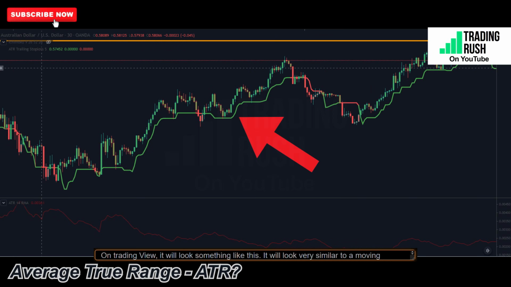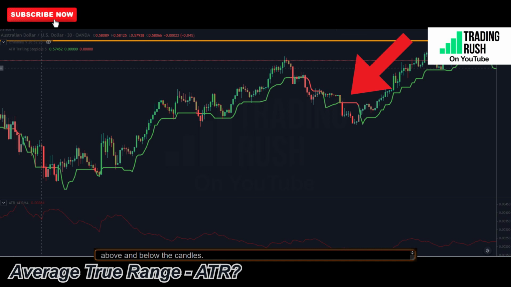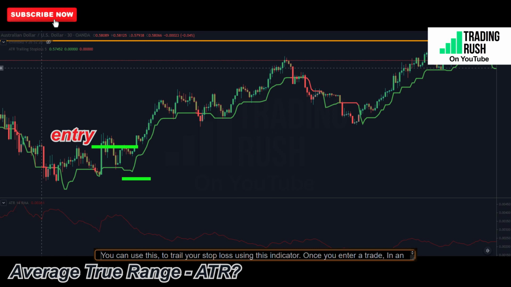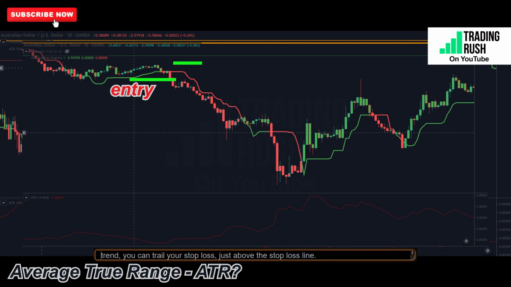It will look very similar to a moving average. Just like a moving average, this ATR stop loss indicator will follow the price above and below the candles. You can use this to trail your stop loss. Once you enter a trade in an uptrend, you can trail your stop loss just below the stop loss line. Similarly, in a downtrend, you could trail your stop loss just above the stop loss line.